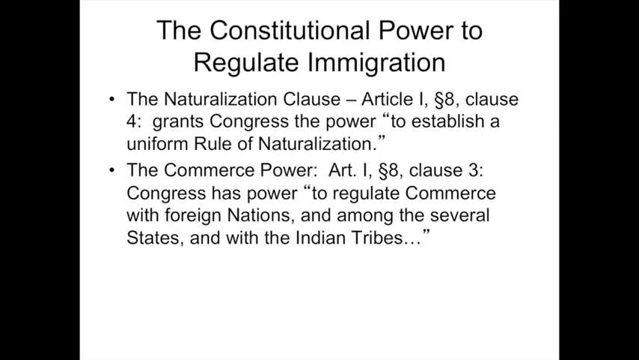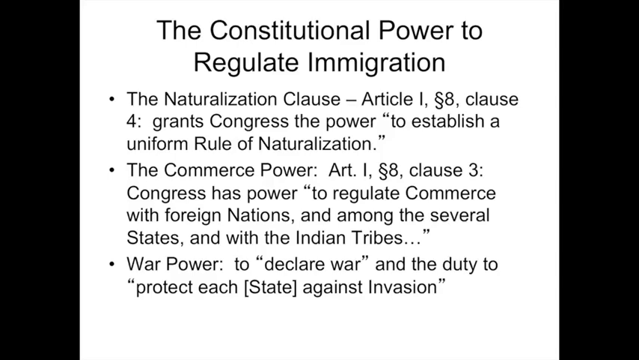That also appears in Article 1, Section 8, and in Clause 3, Congress is given the power, quote, to regulate commerce with foreign nations and among the several states, and with the Indian tribes. Earlier in Supreme Court history, the court preferred to view the immigration power as linked to commerce with foreign nations, not limited to the goods that are traded, but also the people that come and go.